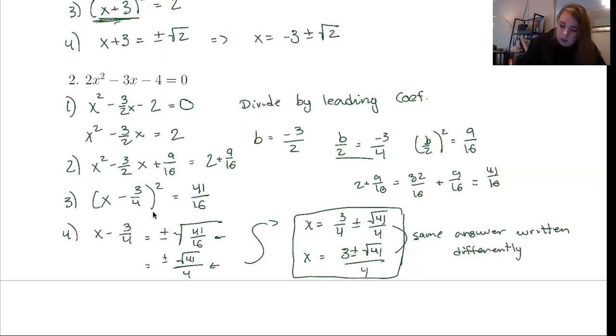Written differently. I don't want you guys to think that it's two different answers. They're the same answers, just written differently. Okay, cool. So I think we have one more problem.